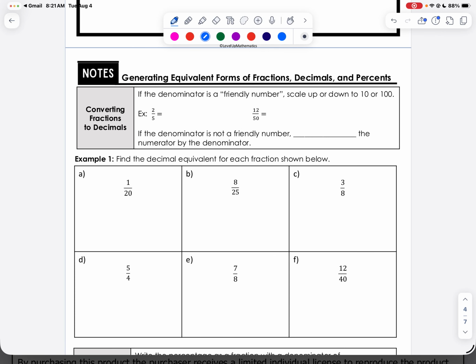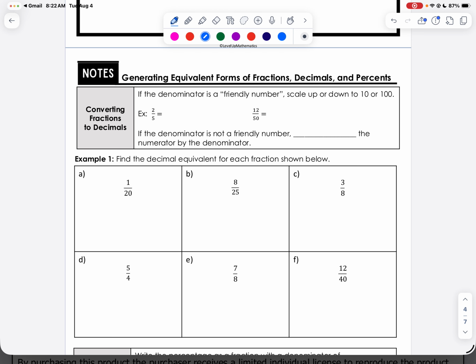In today's lesson, we will be generating equivalent forms of fractions, decimals, and percents. So what we'll be doing is converting back and forth from fraction to decimal, decimal to percent, percent to fraction, things like that. So let's start with converting fractions to decimals.